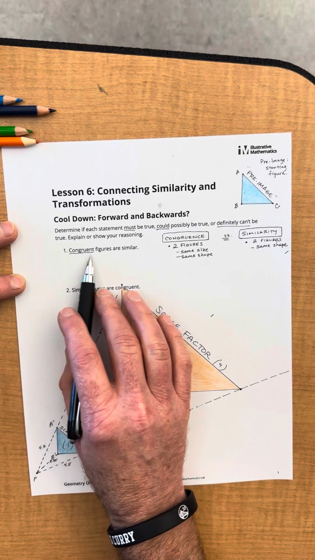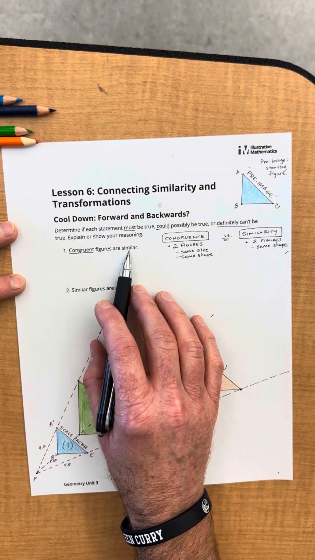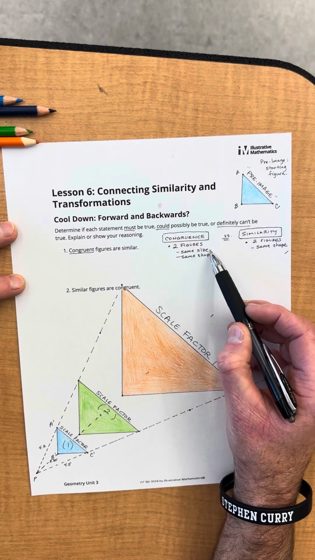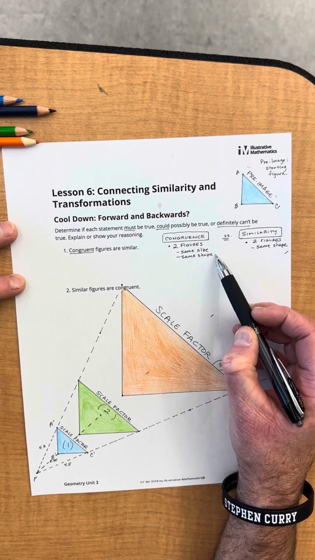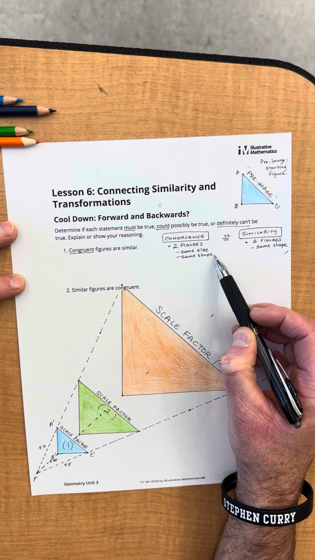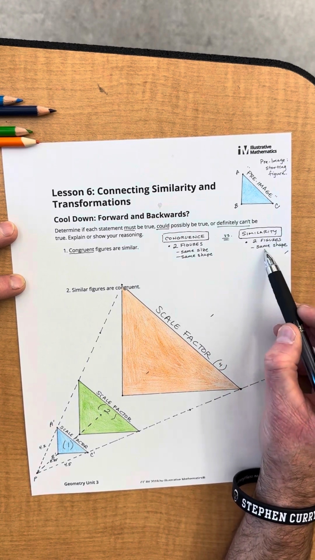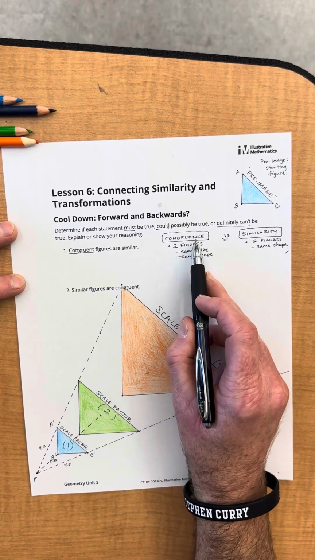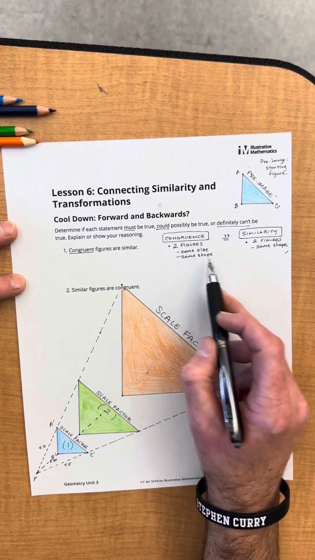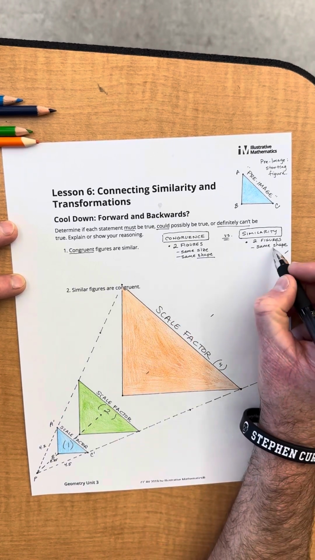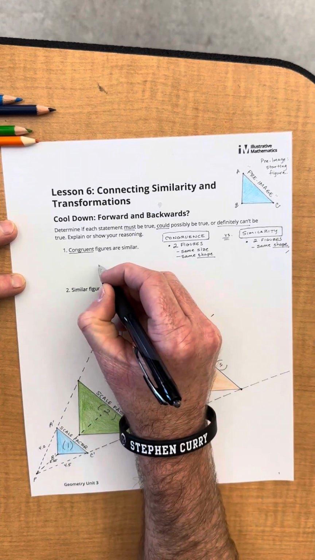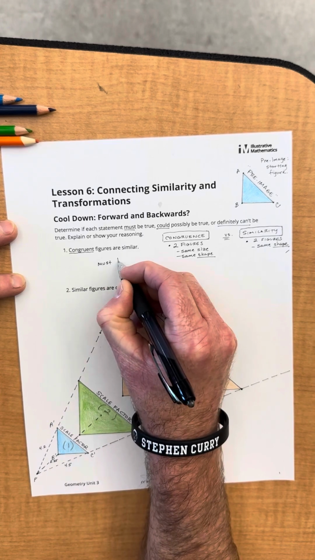So congruent figures are similar. Just think about this. If congruence is already specified as the same size and the same shape, and similarity is only the same shape, that means that all congruent figures are also going to be similar. So this one is must be true.